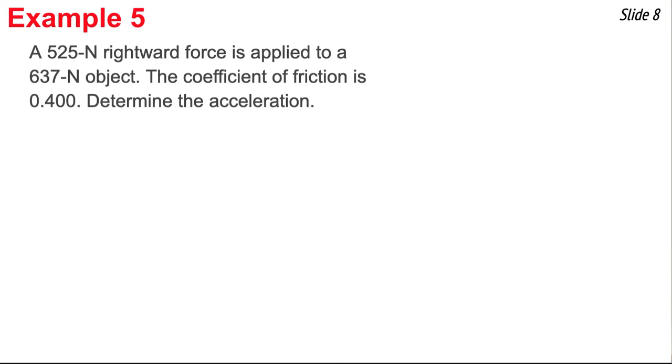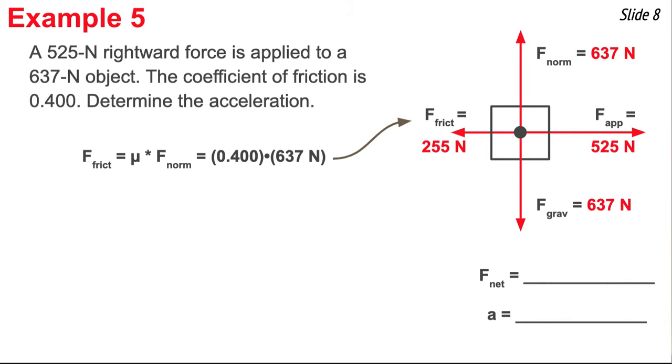We also know there's an applied force to the right. So there's four forces. We diagram them like this, and the value of the rightward applied force is given, and the value of the leftward friction force can be calculated. We've already discussed how to get the normal force. So now to get the friction force, we'd go mu times F norm. 0.400 times 637, that gives us approximately 255 newtons.